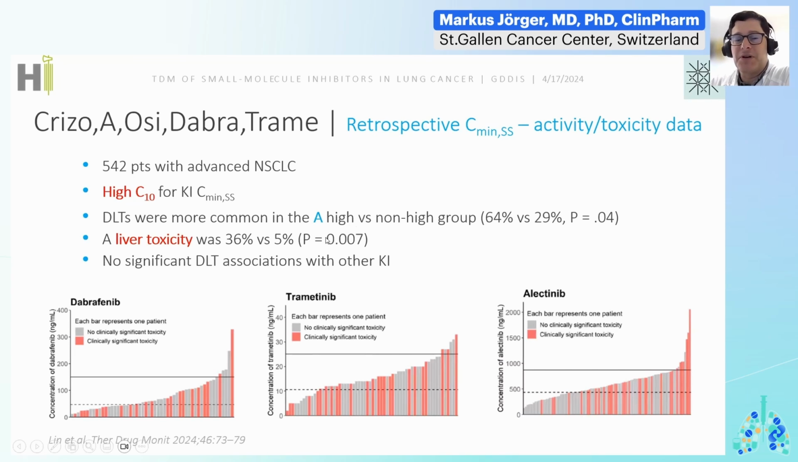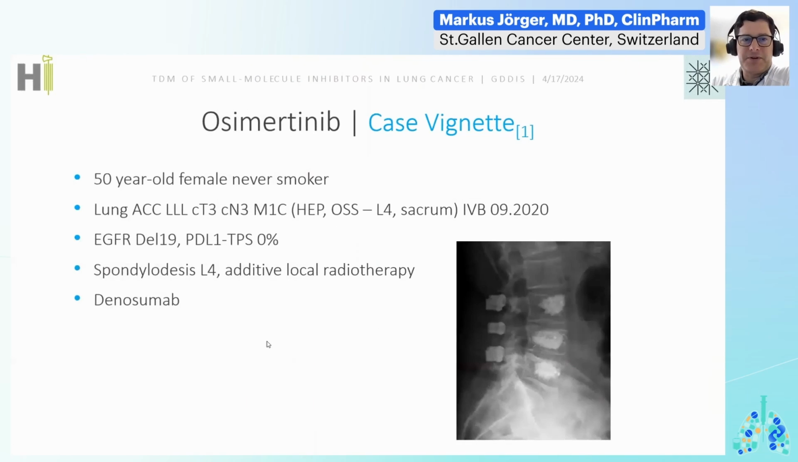There was one, but only for alectinib. You can see here clearly the red bars are the patients with higher concentrations. This was not found for the MEK or the BRAF inhibitors. And just to finalize, I think I have probably one more minute.